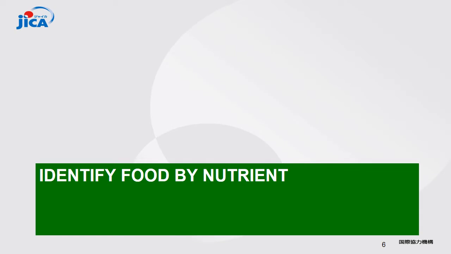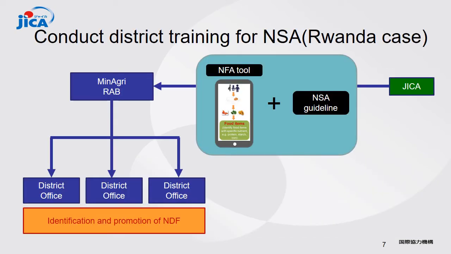Next, identification of food by a nutrition value. For the project in Rwanda, we have developed a smartphone-based tool to support identification of key commodity together with nutrition-sensitive agriculture guidelines. These tools are utilized to conduct training for district officers who will determine the key commodity for nutrition improvement in each district.